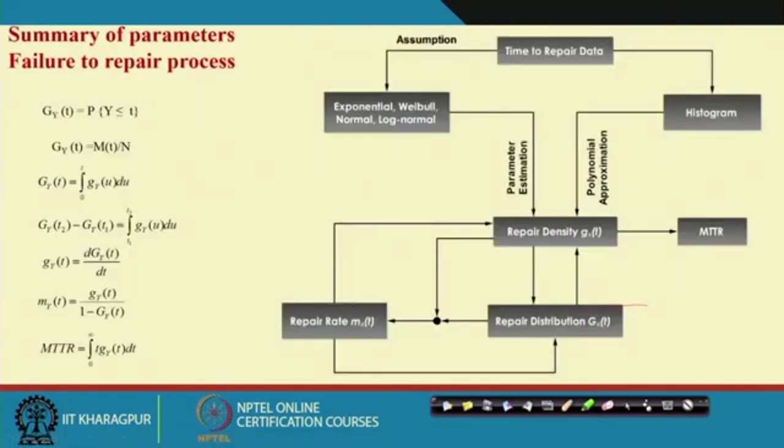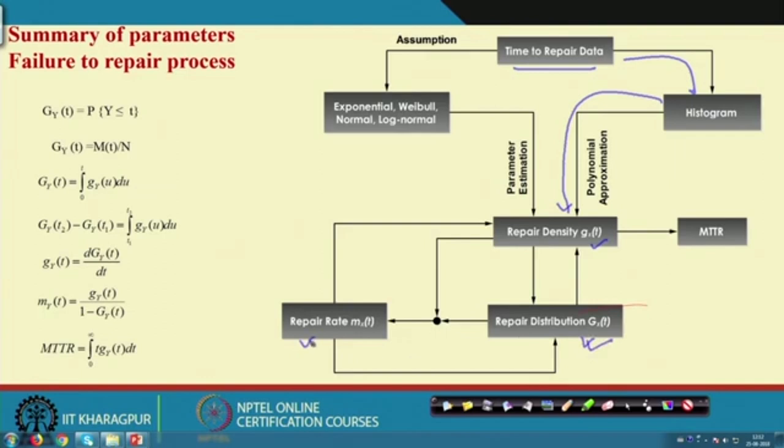Okay. Now, summary. You have seen this summary related to time to failure data, now time to repair data. Once you have data, you develop a histogram, then through polynomial approximation you can find out g(t), and once you know g(t), the other distributions you will be able to find out: the repair distribution, the repair rate, and the mean time to repair. And we have given you, in reference to time to failure data, how the exponential and Weibull distributions are used. So, here also you have to find out what is the appropriate distribution.